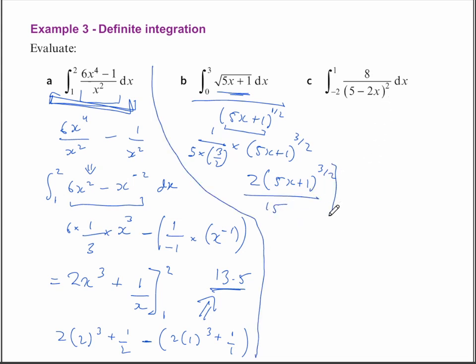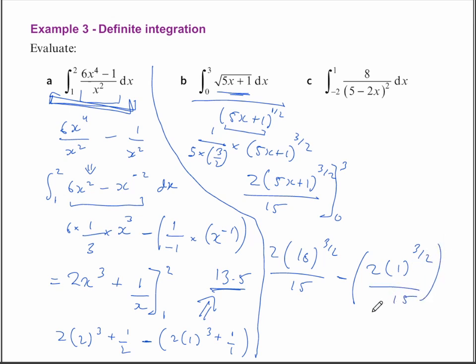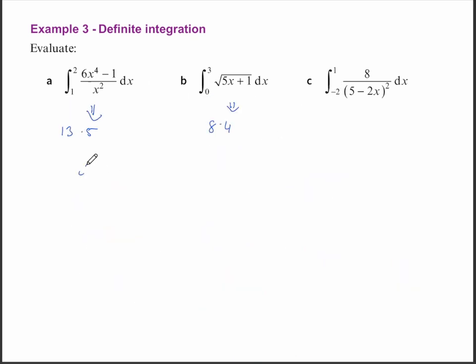Then we have to evaluate these with the two limits, so 3 and 0. Evaluating it with 3 will give us 2 times 5 times 3, which is 15, plus 1, which is 16, to the power 3 over 2, over 15, subtracted by 2 times 5 times 0, which is 0, plus 1, which is 1, to the power 3 over 2, over 15. And this will give us the answer of 8.4. So the evaluation of this integral right here with these two limits, with respect to x obviously, is going to be 8.4.